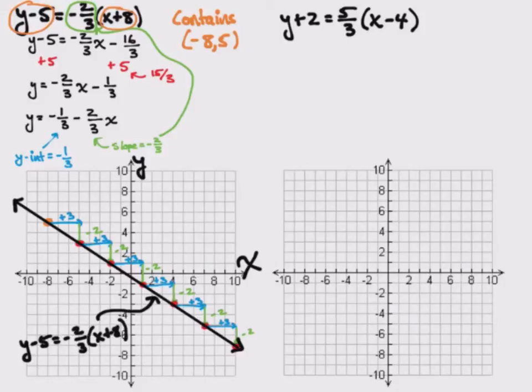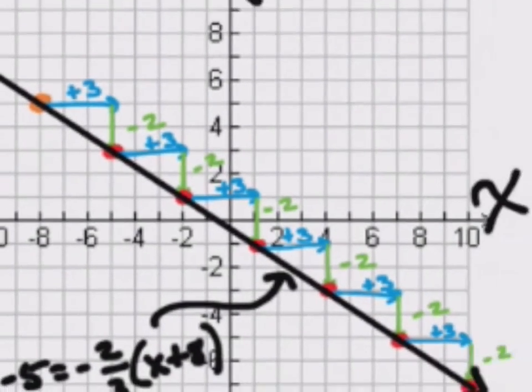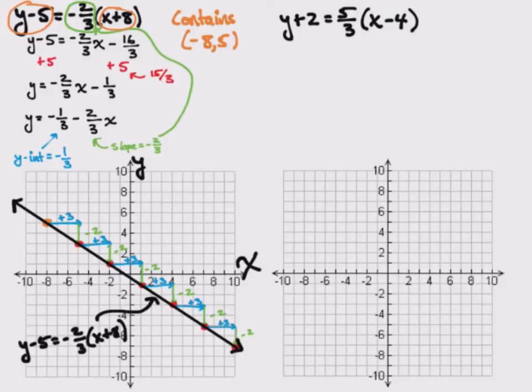And now that we've graphed our line, we can see that indeed the y-intercept is -1/3, but it's great that we were able to graph this without doing any estimation or any eyeballing at all. Alright, time for you to try one. Why don't you try graphing y plus 2 equals 5/3 times the quantity of x minus 4.